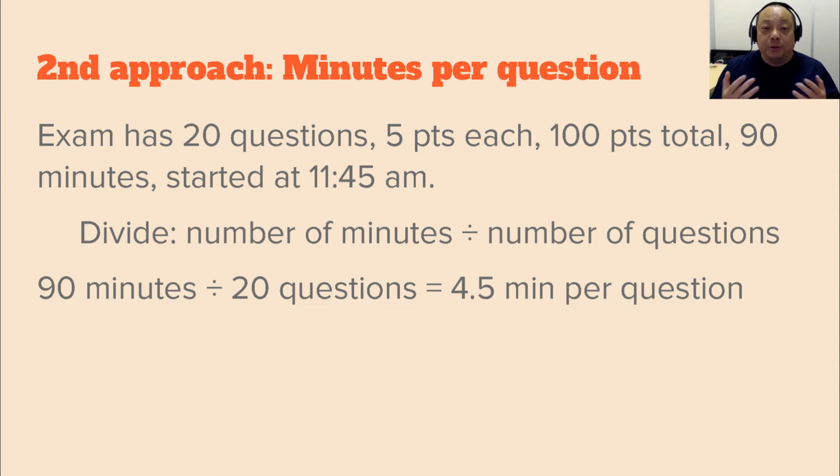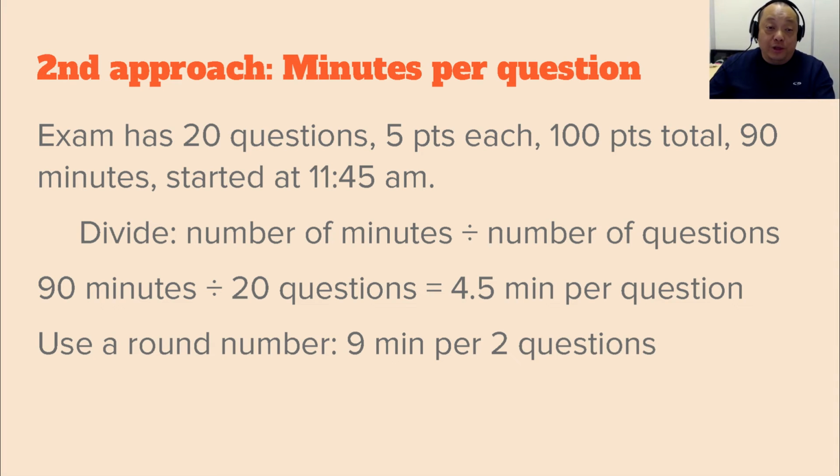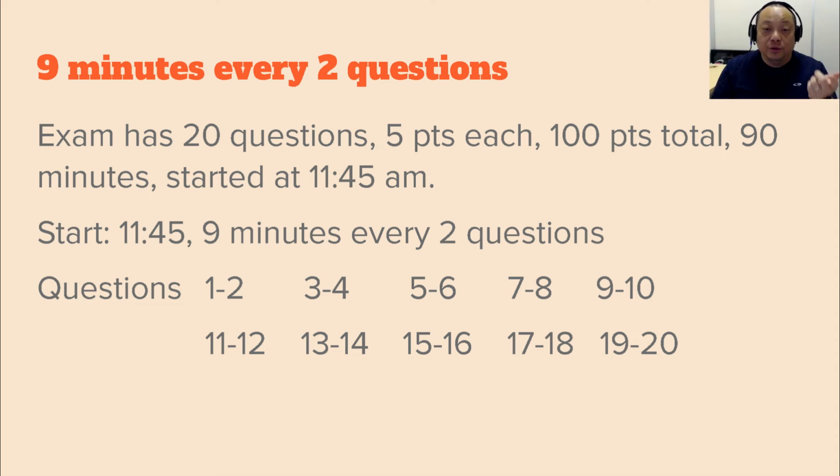We compute the number of minutes per question by taking the number of minutes and dividing it by the number of questions. 90 minutes divided by 20 questions equals 4.5 minutes per question. I want numbers to be round, so I double it to make 9 minutes per 2 questions. Here I go. I group questions in twos, 1, 2, then 3, 4, then 5, 6, etc., all the way to 19 and 20. Each group will get 9 minutes.